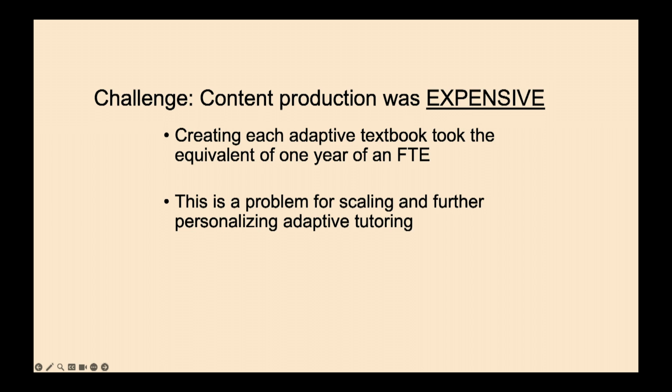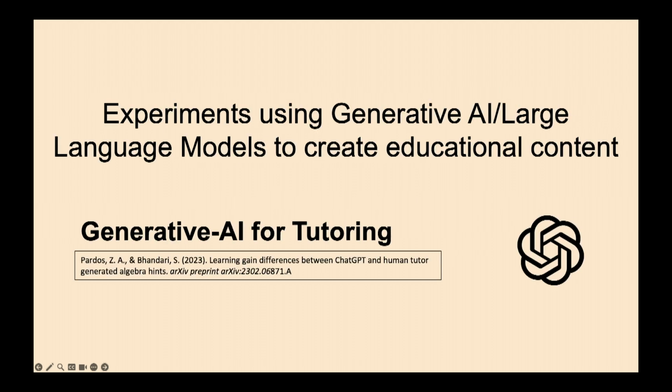So I said I'd come back to how long it took students 11 minutes to create each problem. This meant that every single textbook that we provided took the equivalent of 1 year of a 100% FTE to create a textbook. So that's not very tractable when you think about extending to the other dozens and dozens of areas that OpenStax has, right? And there are, of course, many other areas besides what OpenStax covers. So this is a problem for scaling adaptive tutoring.